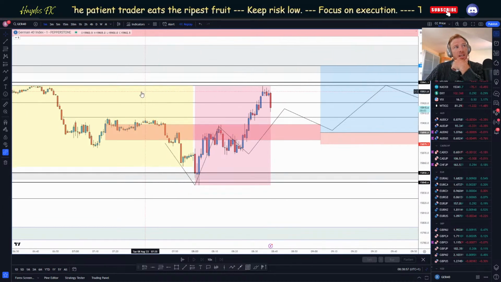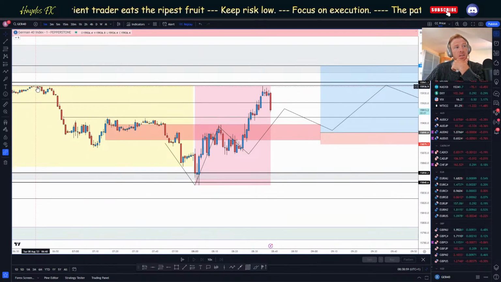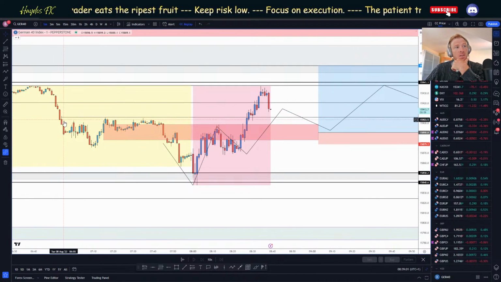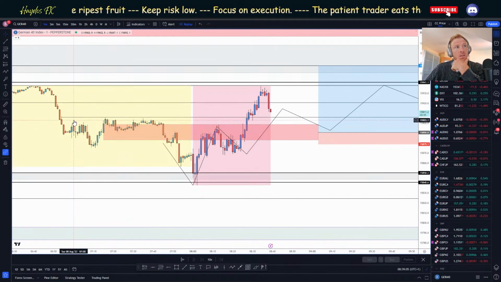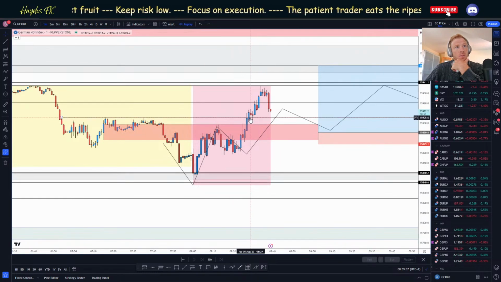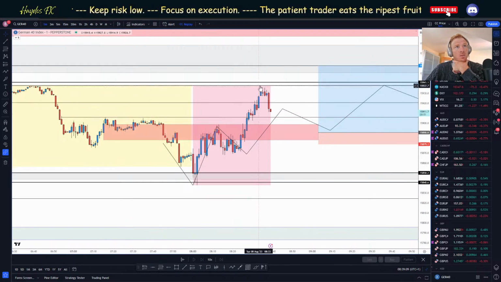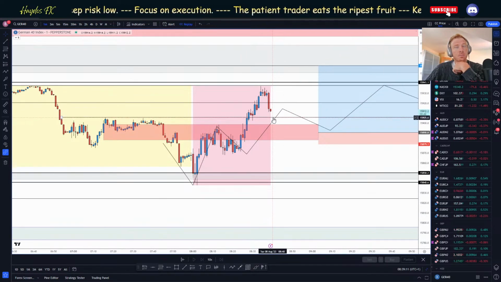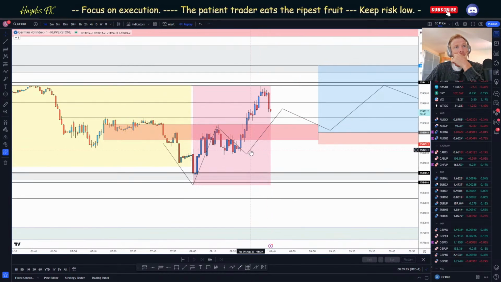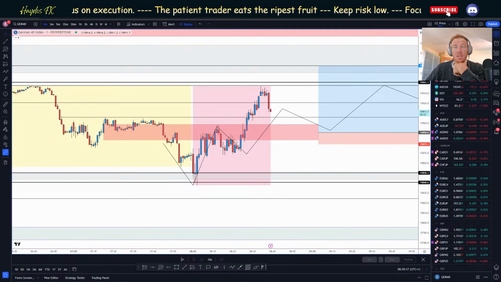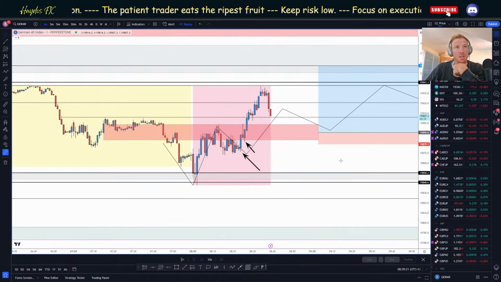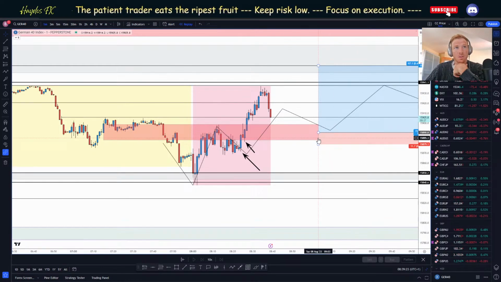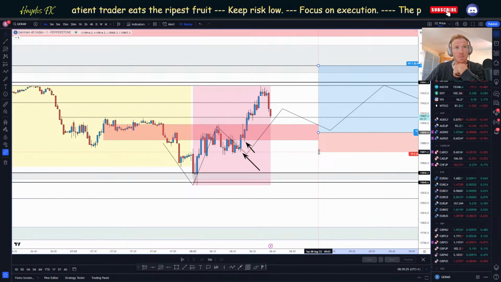We didn't quite take out the... We took out... Where's Frankfurt High? Oh, this line here was Frankfurt High. So we've already closed above Frankfurt High. If you look, this is manipulation. Look closely here. Oh, so this is manipulation as well. So stop loss might need to be there.